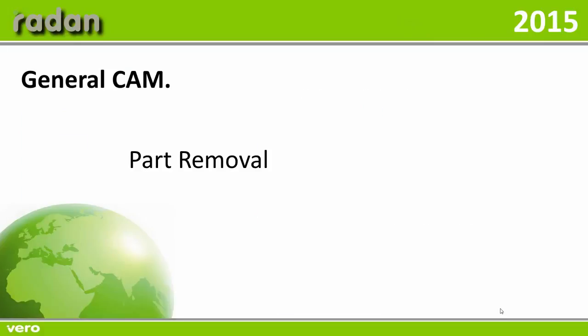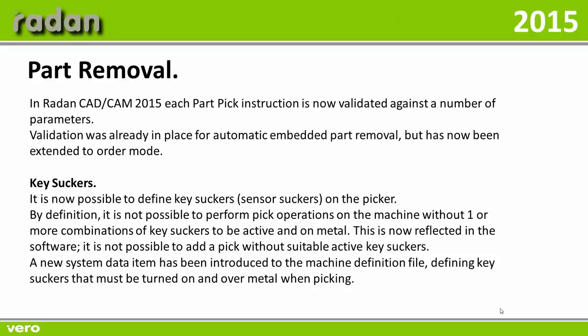Part removal. In Radan CAD/CAM 2015, each part pick instruction is now validated against a number of parameters. Validation was already in place for automatic embedded part removal, but has now been extended to order mode.